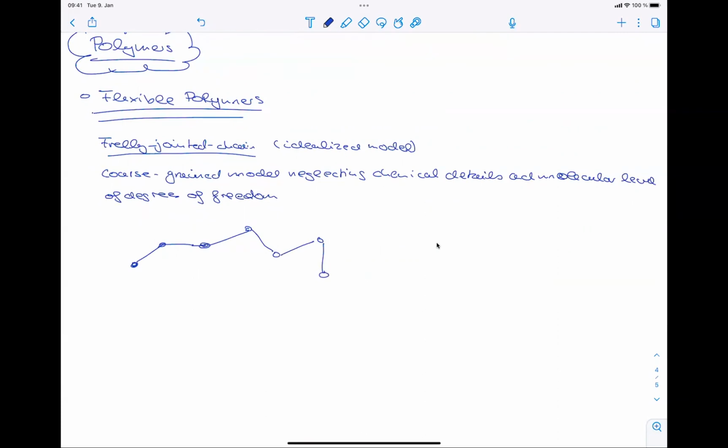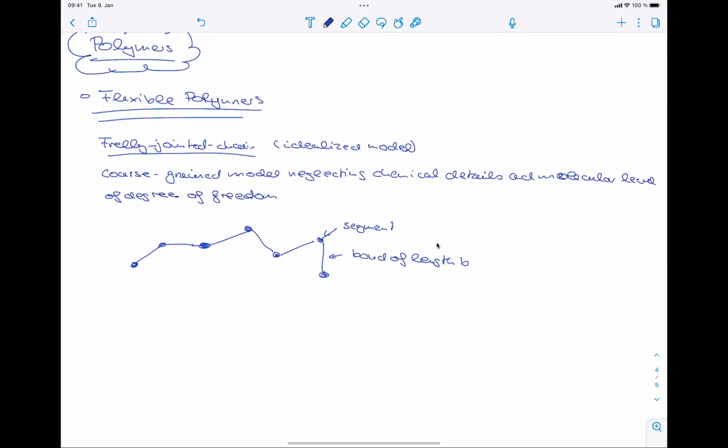So these would be my individual units, these dots, and these dots I will call a segment. And in between these segments adding up to polymers, I have a bond of length b. And that's the same bond length in between all segments. That's why we don't care about what kind of units, but the same kind of units lined up in a chain.